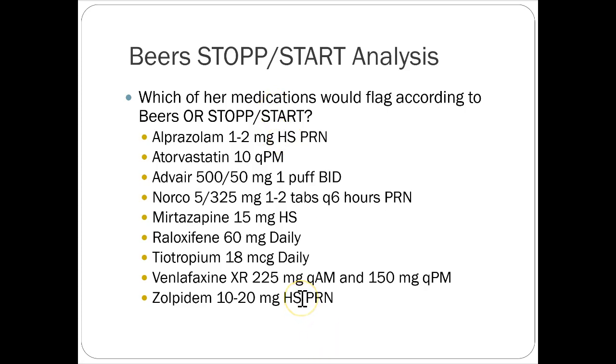So the question is, are they all appropriate? Why do they have 2 PRN bedtime medications? That's an immediate red flag. No one should really have 2 PRN medications for sleep. That's an instant risk of having some sort of a compounded drug effect there.